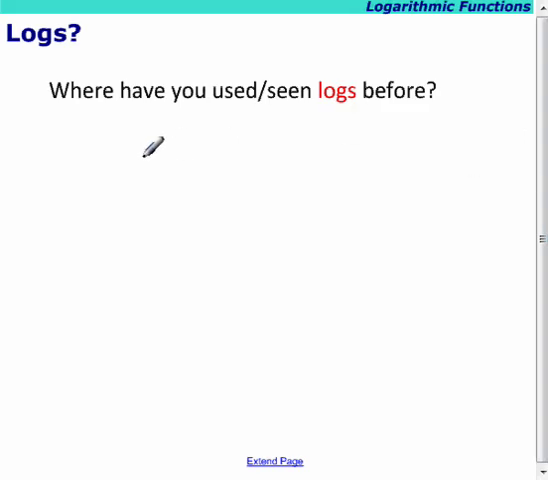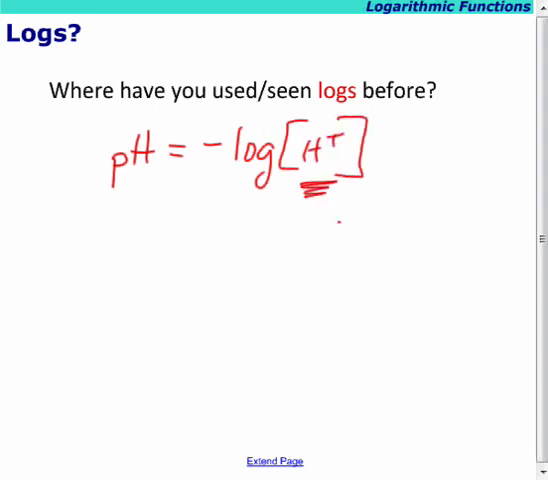You may have taken some chemistry classes in which they have used logs. One of them in particular is to determine the pH of a solution. To find the pH of a solution, you take the negative log of the hydrogen ion concentration. So if you know what this concentration is, using some kind of formula like that, not that you have to worry about that in math, you can determine the pH of a solution.